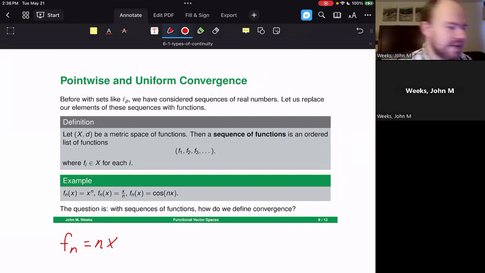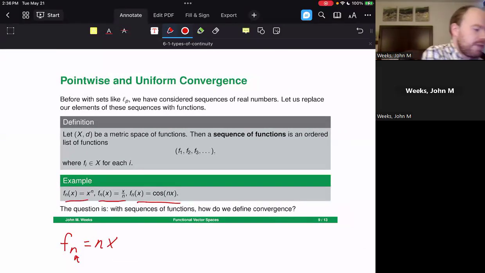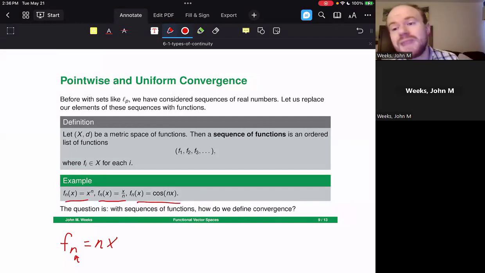Instead, I would like this to be something that when I plug in a value of n, what I get out is a function of a single variable. So for example, f sub 5 is going to be 5 times x, and that's an element there in this sequence of functions. A couple of other examples of sequences of functions, and we'll analyze this a bit more in our homework, are f sub n of x equals x to the n, f sub n of x equals x over n, and f sub n of x equals cosine of n times x.